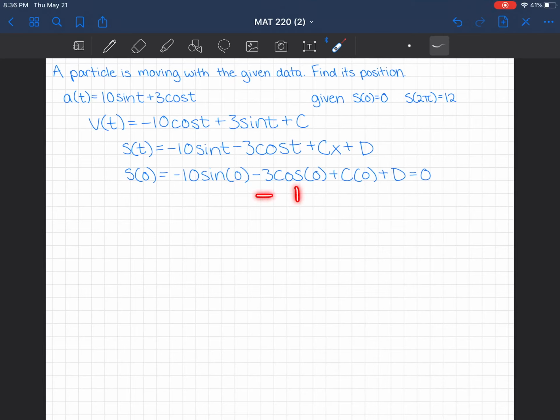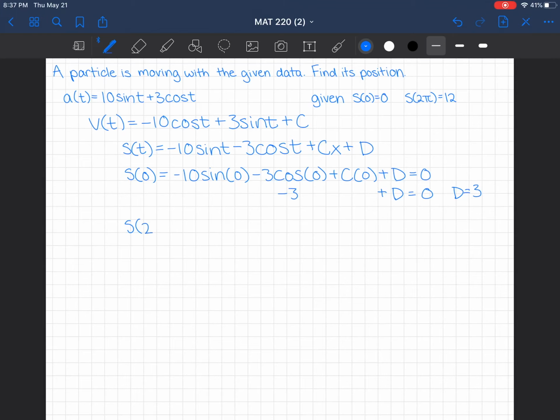So here we'll end up having 1 times negative 3. I'm going to go ahead and write that one down here. And here c is being multiplied by 0, so that's going to end up falling off. Then we end up with just this d as well. So then we have negative 3 plus d equals 0. Well, that just ends up being d is equal to 3.